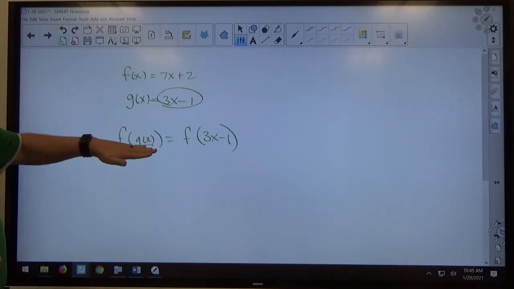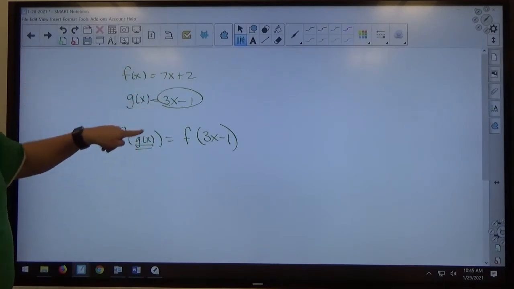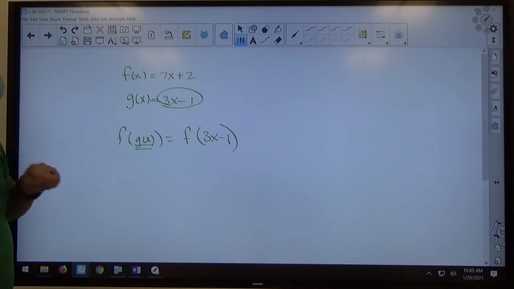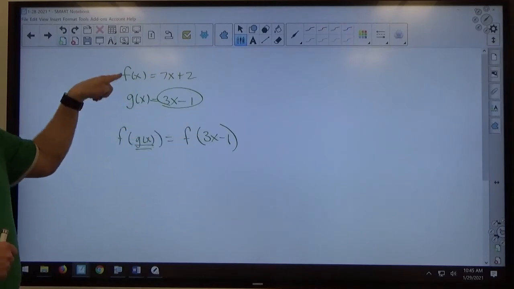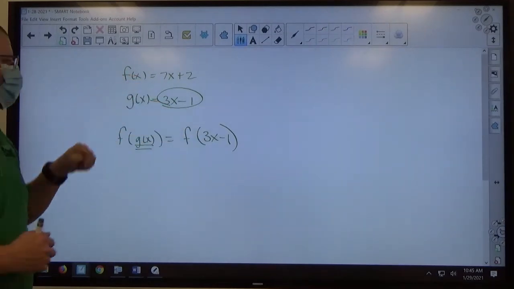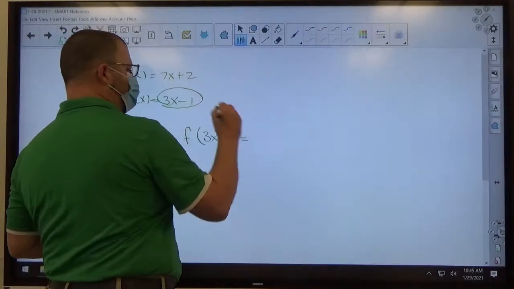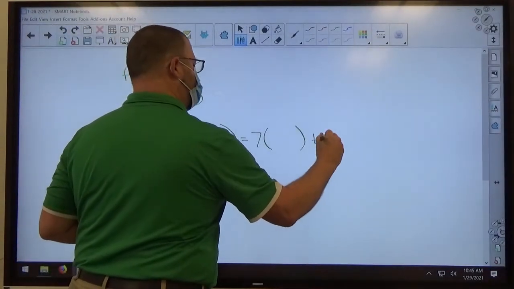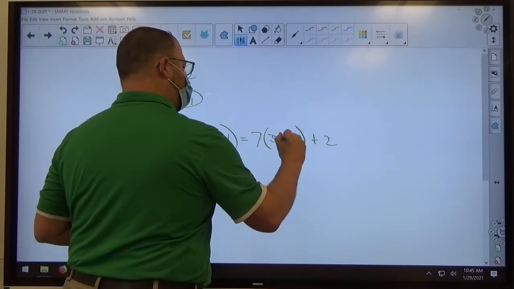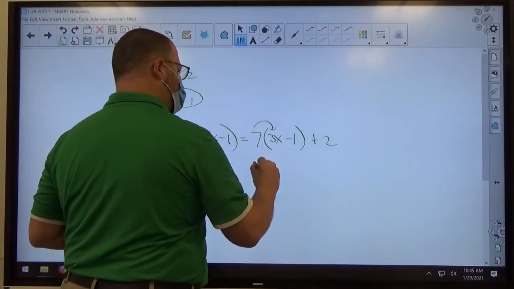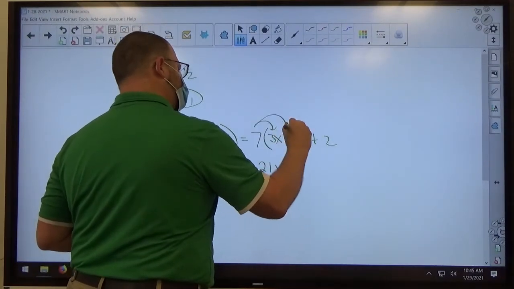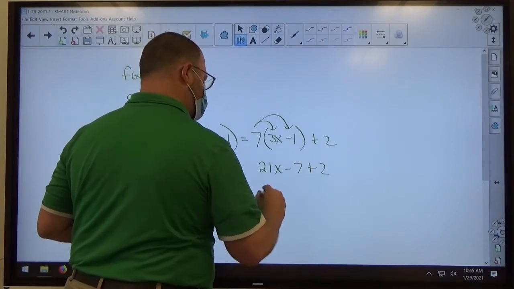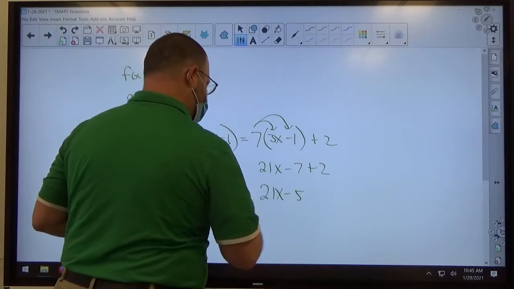So f of g of x means f of whatever g of x is, in this case 3x minus 1. And then f of 3x minus 1 says go up to function f and change all the x's to 3x minus 1. So function f says 7 times x plus 2. 3x minus 1 goes in there. 7 times 3x is 21x. 7 times 1 is minus 7 plus 2. 21x minus 5.